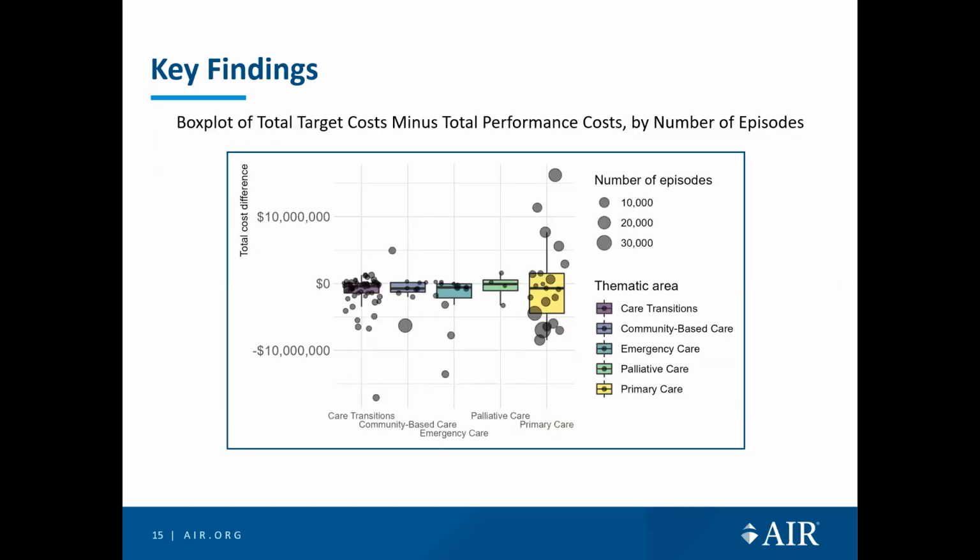Okay, looking again at the total target costs minus the total performance costs, this visual is intended to show the distribution where above 0 are CTIs that saved money overall. So the performance costs came in below the target costs, whereas for those below zero, the performance costs were greater than the target costs. And then the size of the circle represents the total number of episodes.